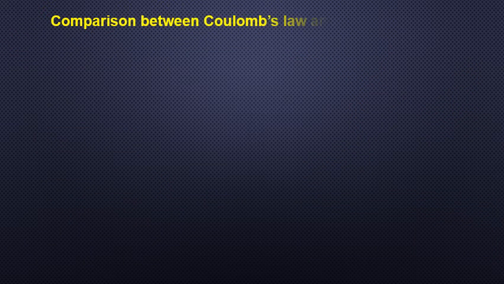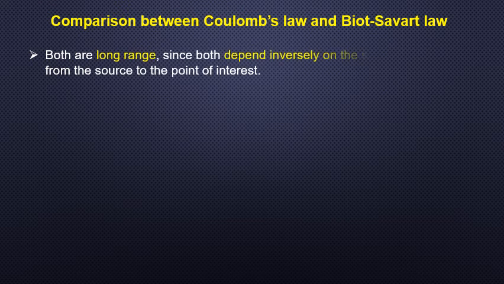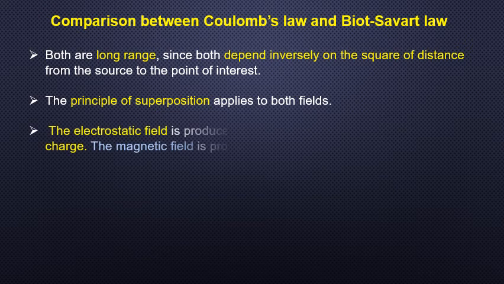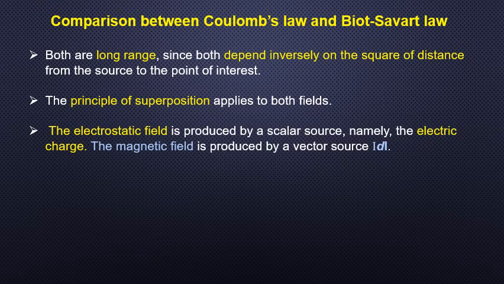A few points of comparison between Coulomb's law and Biot-Savart law. Both of them are long range forces and obey the inverse square dependence. The next point is that the principle of superposition is applicable to both of them. There is a point of difference also. The source of electrostatic field is an electric charge, which is a scalar source. On the other hand, magnetic field is produced by a length element, current element IdL, which is a vector source.